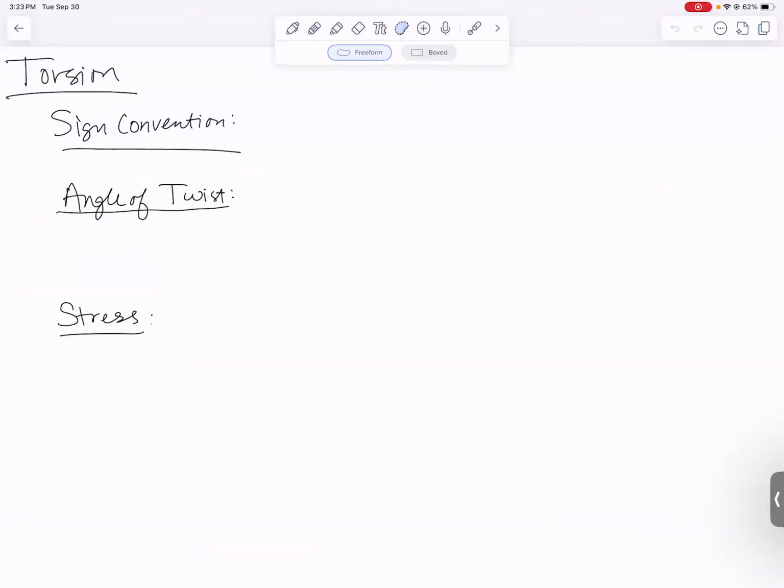In this video, I want to do a quick recap of the things that we've learned about torsion and then solve one more kind of involved problem. Let's start by reviewing what our sign convention is for torsion. When we are solving torsion problems, we are typically looking for either angle of twist or shear stress. In both cases, we need to find the internal torque.